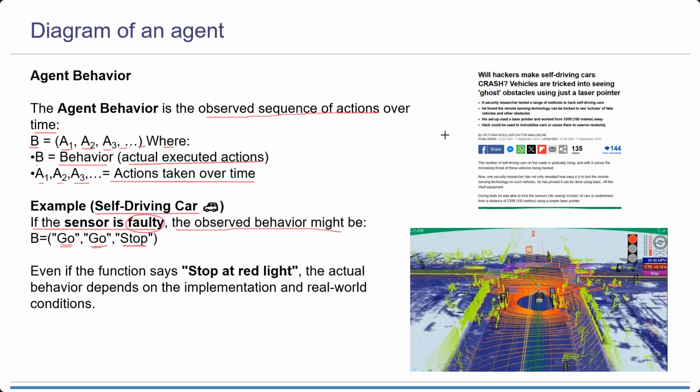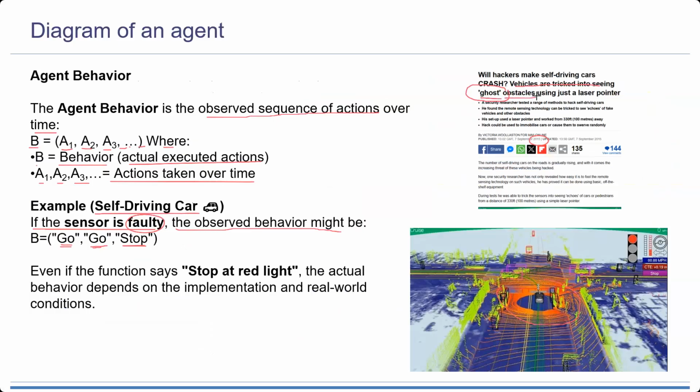For example, there is an accident. This is news from 2015. It was a long time ago. The automated vehicles are tricked into seeing ghosts. You know ghosts? What is this in Korean?